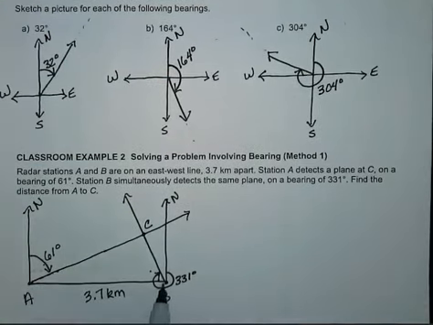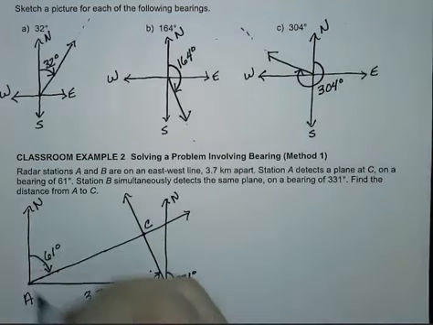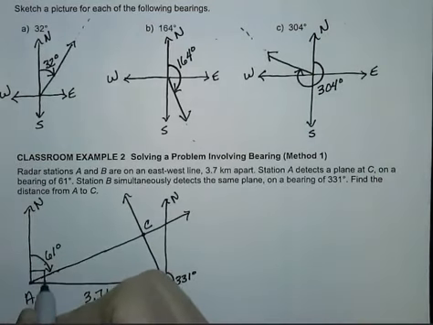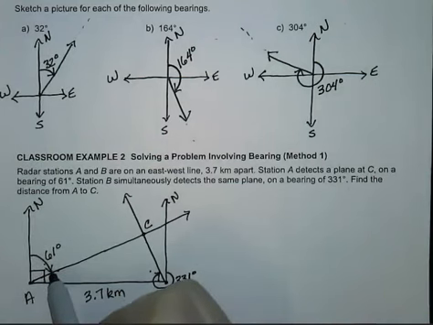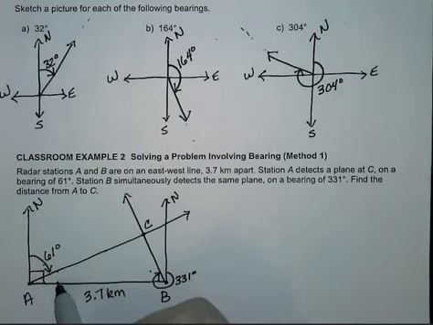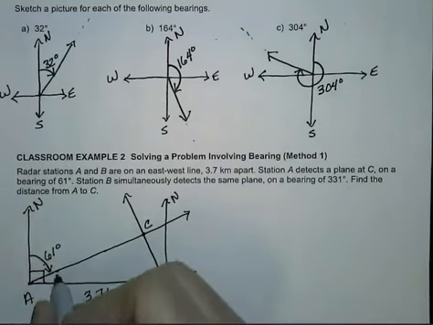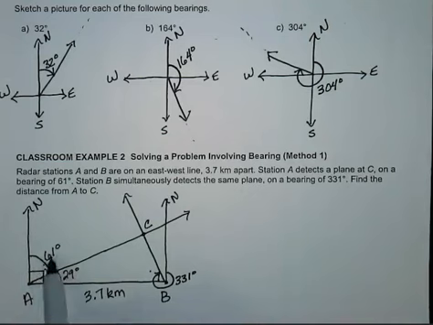Now we know that this is an east-west line, and this is due north. That means that this right here is a right angle. And we've got part of it already, 61 degrees. So this angle here would be the complementary angle to 61 degrees, and that would make it 29 degrees. 29 plus 61 adds up to 90.